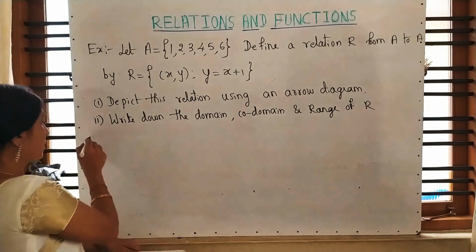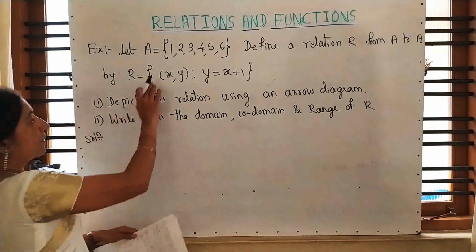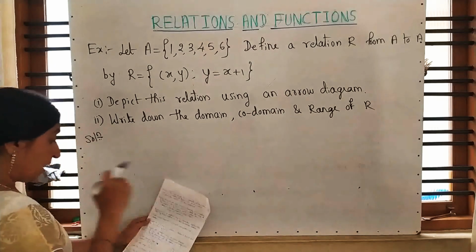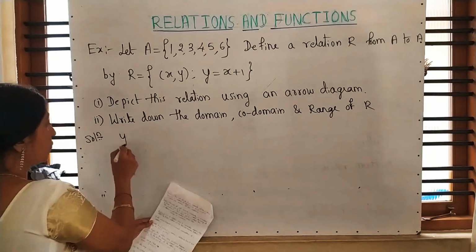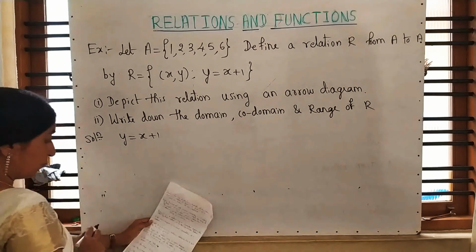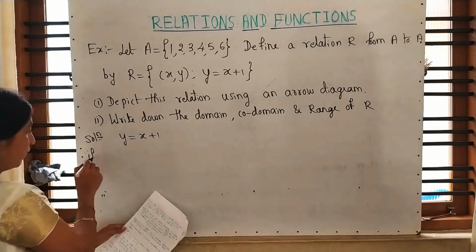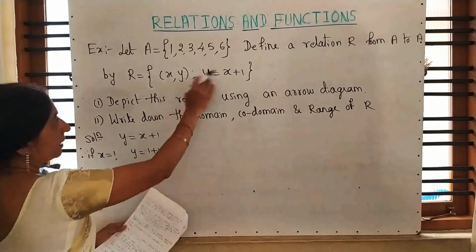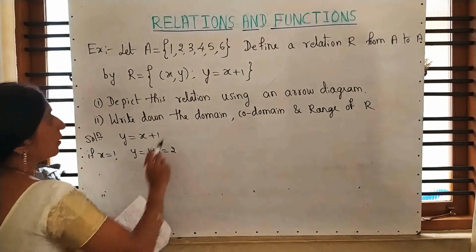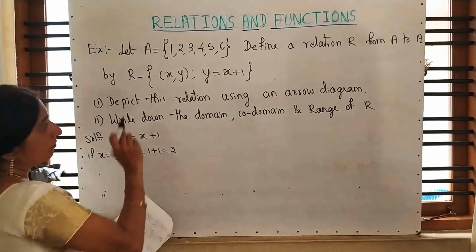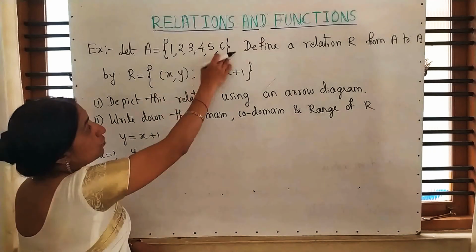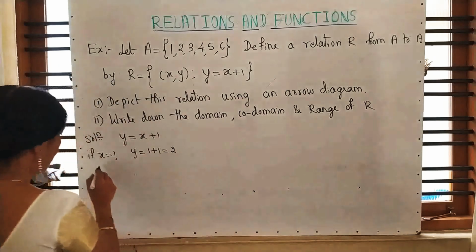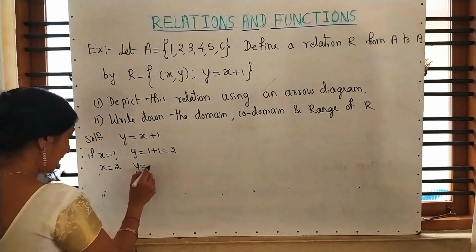See, the relation is defined from A to A, which means the first set is A and the second set is also A. The condition is y is equal to x plus 1. If x is 1, what is the y value? 1 plus 1, that is 2. Like that, write down all the values. When x is 6, y is 7, but 7 is not there. We have to use only these elements because the first set is A and the second set is also A. Like that, when you use all the values, we get this.